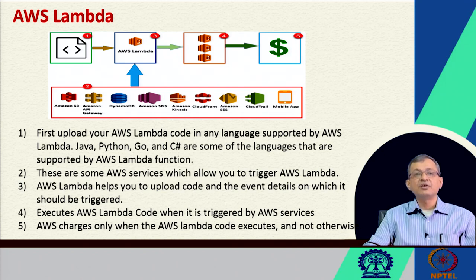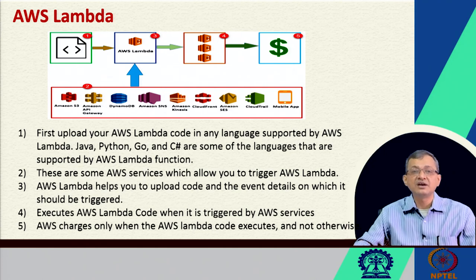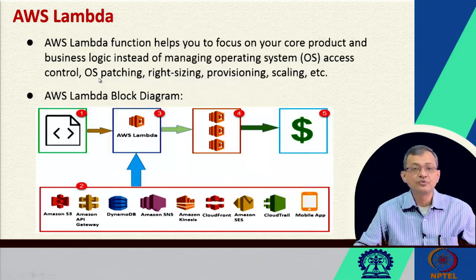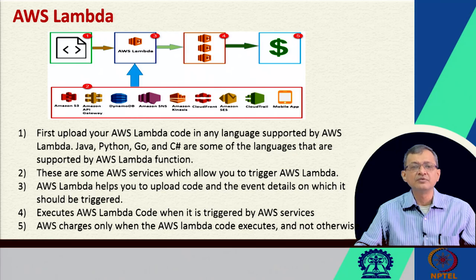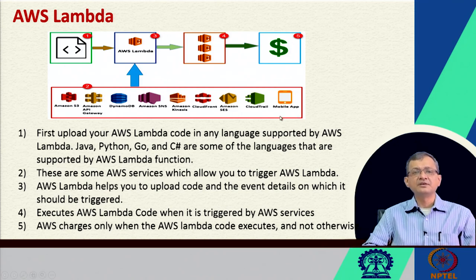In the diagram, if you see the down layer, or if you go up, there are Amazon S3, Amazon API Gateway, DynamoDB, Amazon SNS, right, and other different things. You will see these different types of operations. You can have different AWS services which are there.